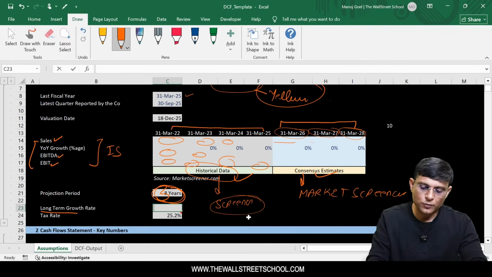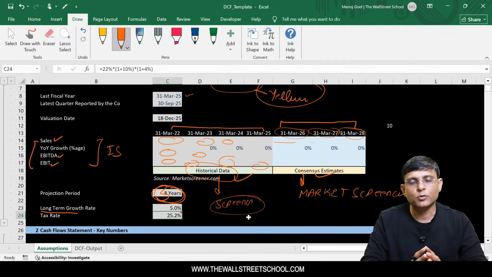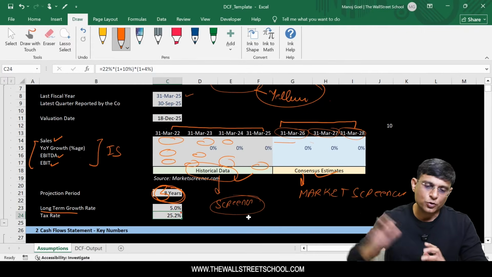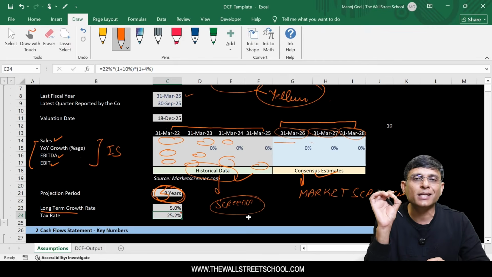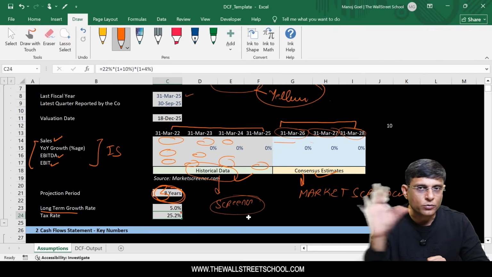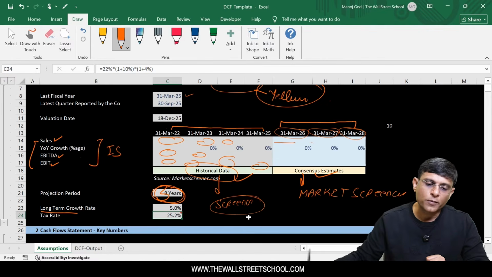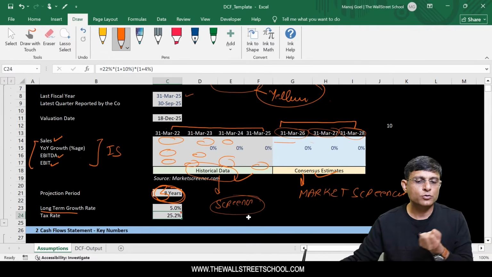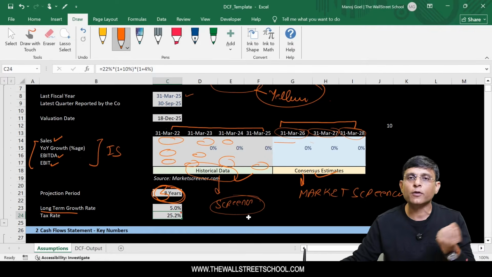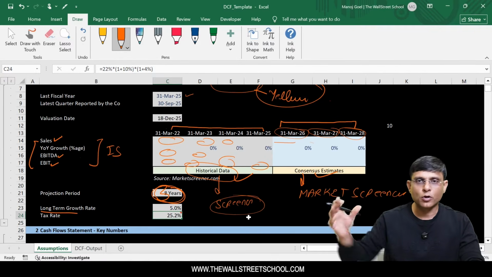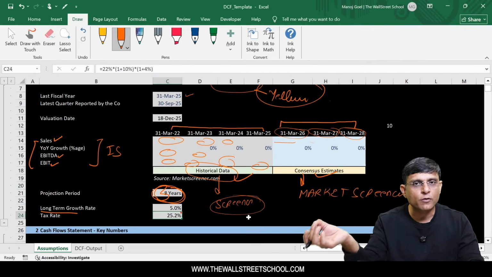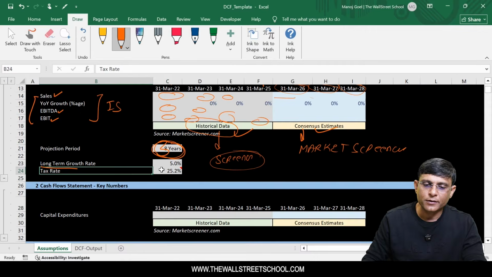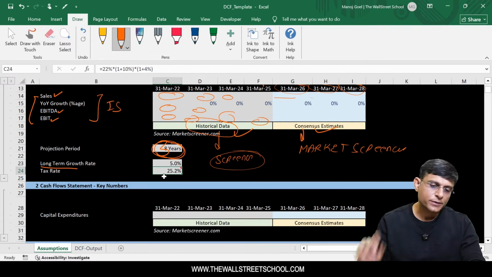For example, I'm assuming this long-term growth rate at 5%, though my GDP growth rate is 6 to 7%, because I'm assuming this growth rate will get matured. So at least my company can sustain 5% growth in nominal terms. It's a nominal growth rate, not a real growth rate, and it considers the inflation effect also. That's a very reasonable assumption for Indian companies, because your cost of funds will also capture the impact of at least 2 to 3% of inflation. Tax rate is 25.2%. That's the corporate tax rate.